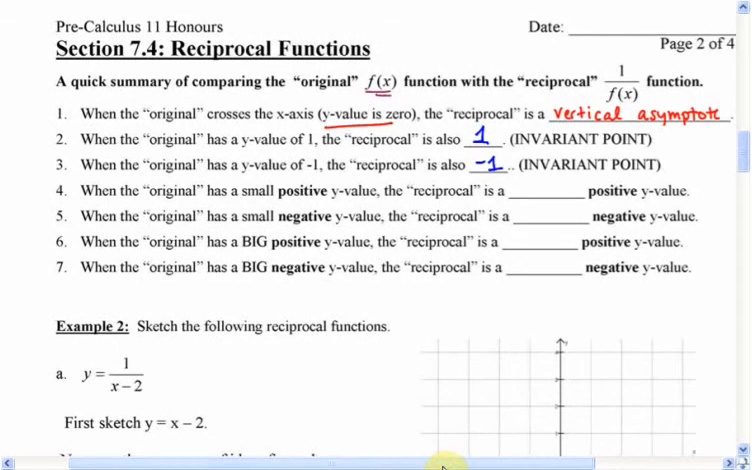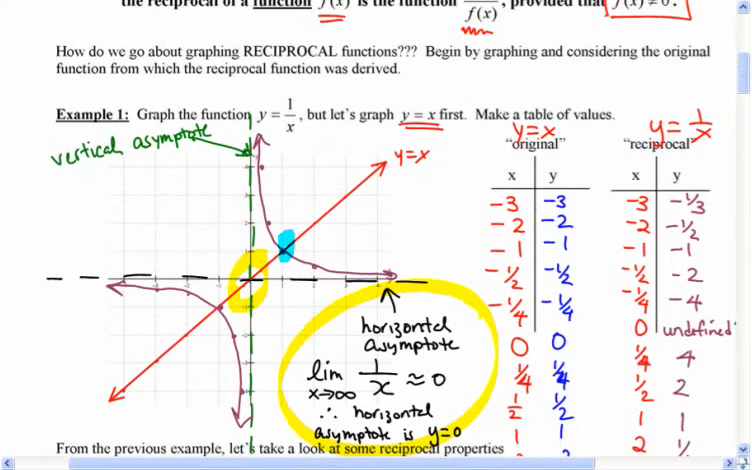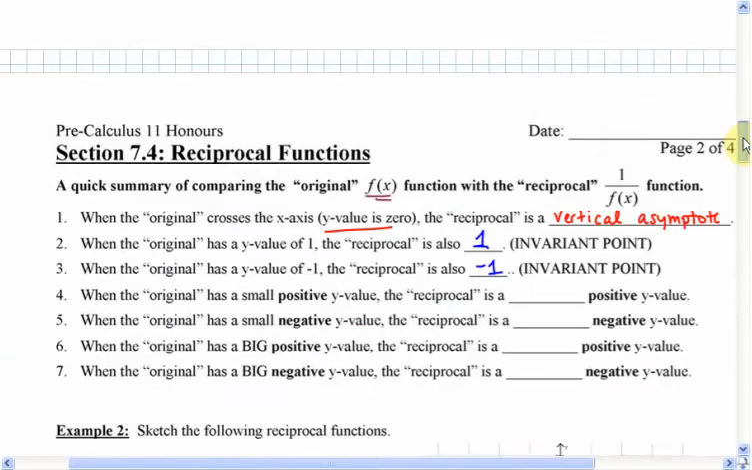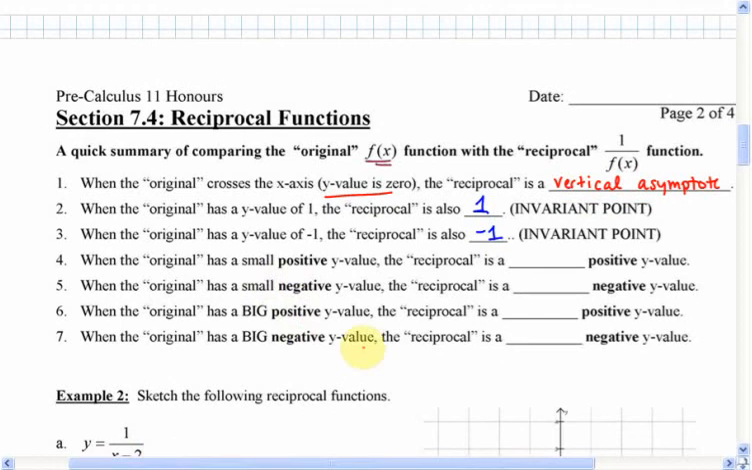When the original has a small positive y value. Now, this is what I mean by small positive y value. Look with me. These are small positive y values, right? What happened to these points when I took the reciprocal? What did they become? Small positive values, like this stuff here. Big, right, they became big. Remember, when I take the reciprocal of a small number, it becomes really big. That's right, Mr. Lee speak, small and big. So small positive y values, the reciprocal is a big positive y value.